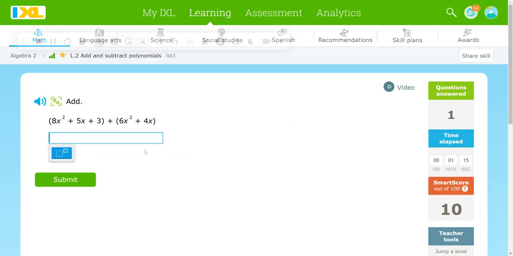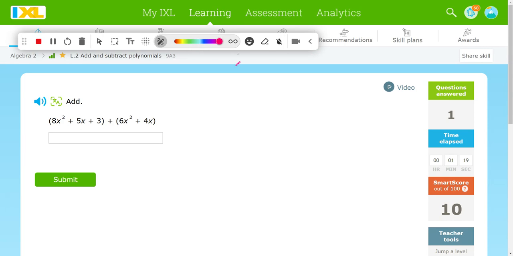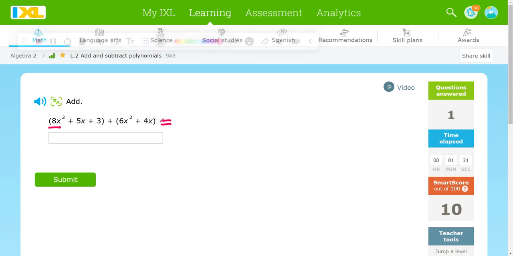Same thing. I open the parentheses and then I combine like terms. So here we go, 8x squared, I should write them out, 5x, and then the number 3. The second parenthesis has a plus sign in front, so I open it as it is: 6x squared and then 4x.